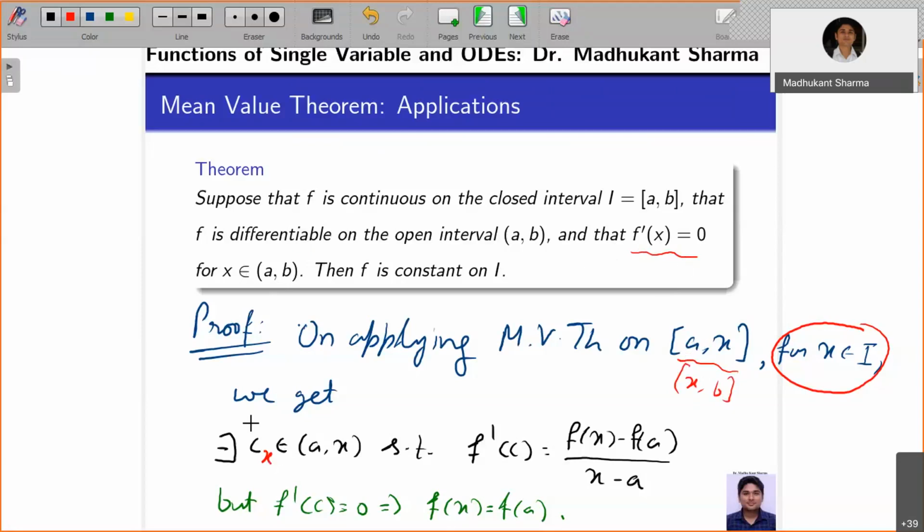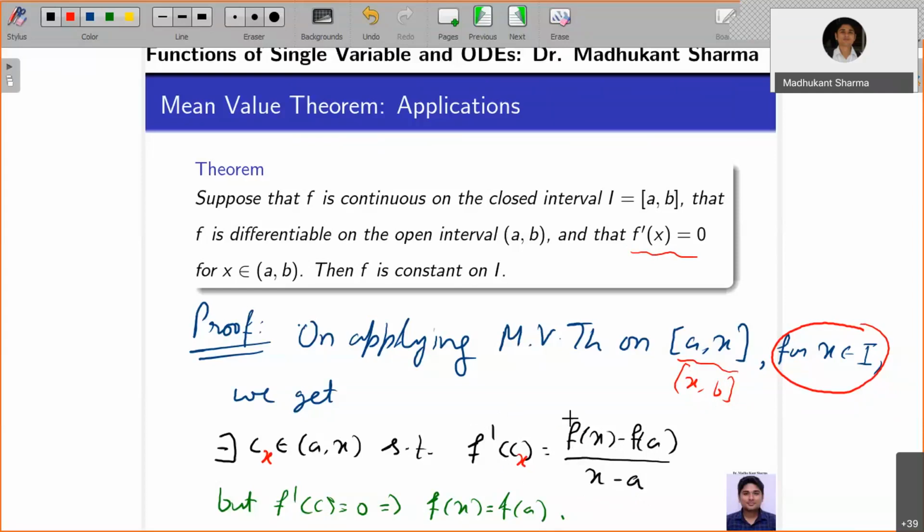Still this condition implies that for every x in (a, b), f dash of x is 0. So whatever the interior point C of the open interval (x, b), f dash of C is equal to f of b minus f of x divided by b minus x. Certainly we are choosing x strictly less than b here. That will meet this condition only when f dash of C_x is 0. So that will imply f of x equals f of b. So it's entirely a constant function.